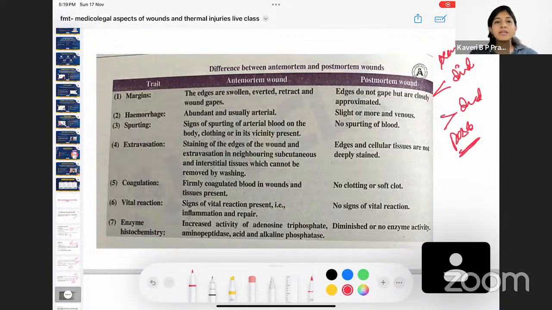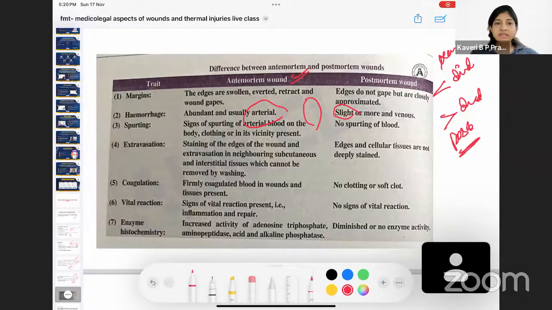Now, coming to hemorrhage, there is going to be abundant hemorrhage in an antemortem wound, and it is usually arterial hemorrhage that is seen. Now, coming to postmortem wound, the hemorrhage is going to be slight, okay, because as I told you, all the metabolic functioning of the body has stopped.